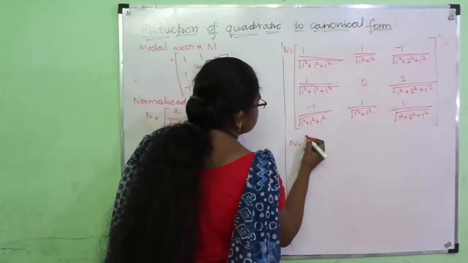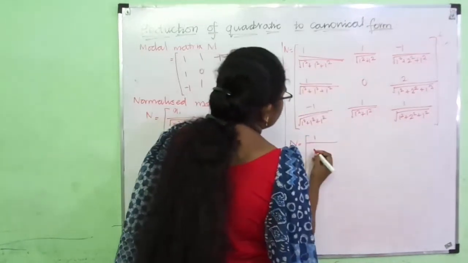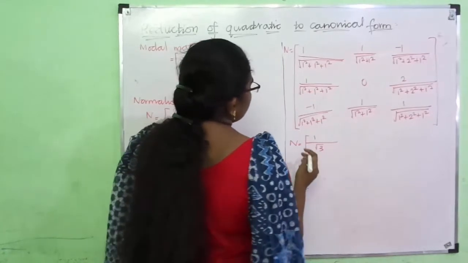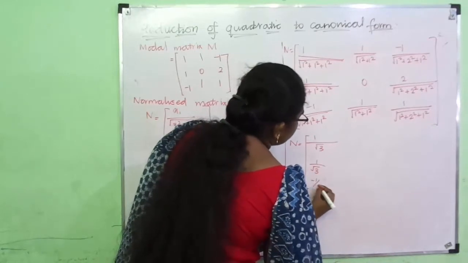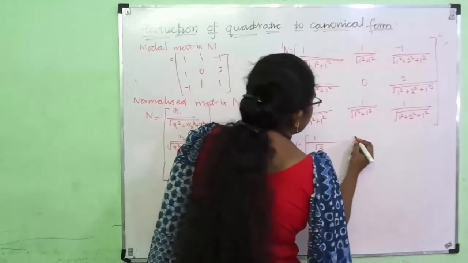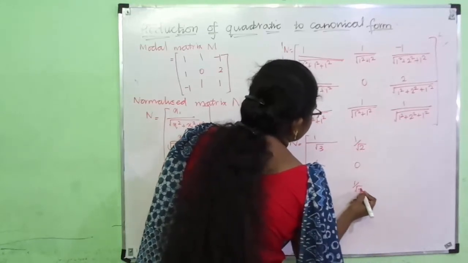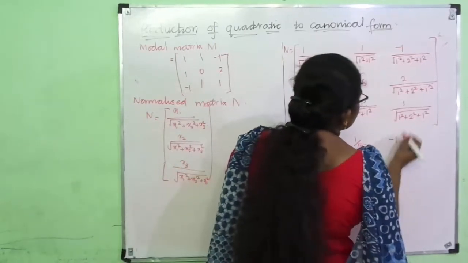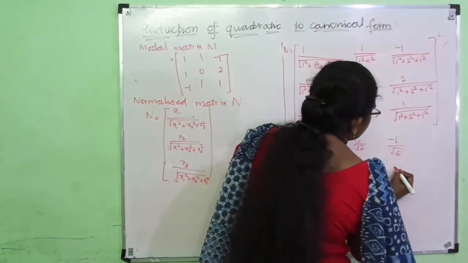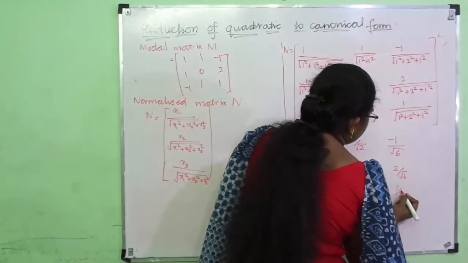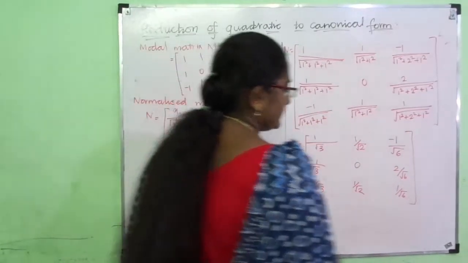Now I am going to simplify this step and write it. 1 divided by root of 1 square plus 1 square plus 1 square will be root 3. Then next, again 1 divided by root 3, minus 1 divided by root 3. 1 divided by root of 1 square plus 1 square will be root 2, 0, 1 by root 2. Then again minus 1 divided by root of 1 plus 4 plus 1 will get 6, minus 1 by root 6, 2 by root 6 and 1 by root 6. This is the N matrix, normalized matrix N.